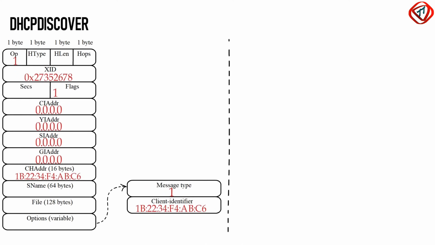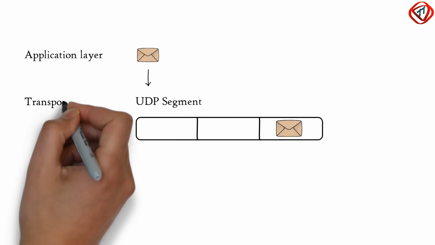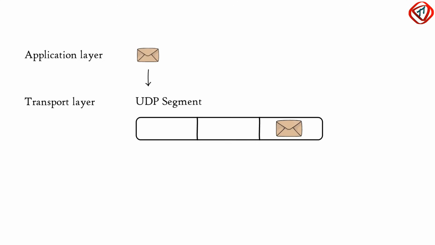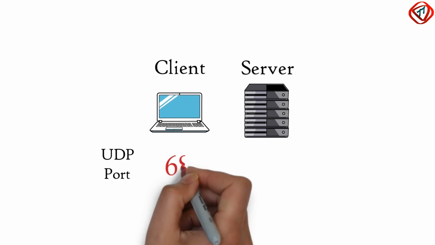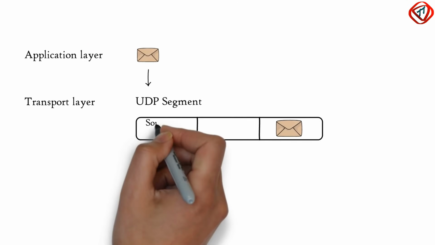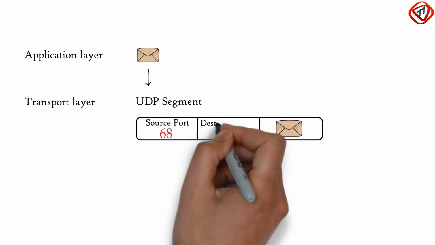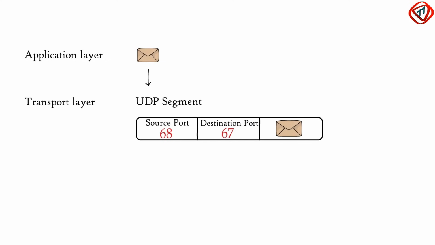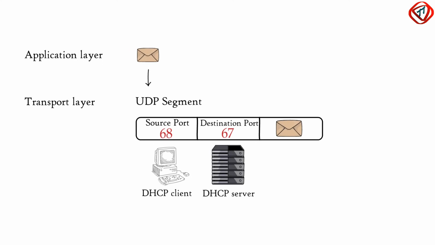This DHCP Discover message from the application layer is then placed in a UDP segment in the transport layer. Since the client uses UDP port 68 and the server uses UDP port 67, the source port is set to 68 and the destination port is set to 67. Here, the DHCP server is the destination and your computer, that is the DHCP client, is the source.